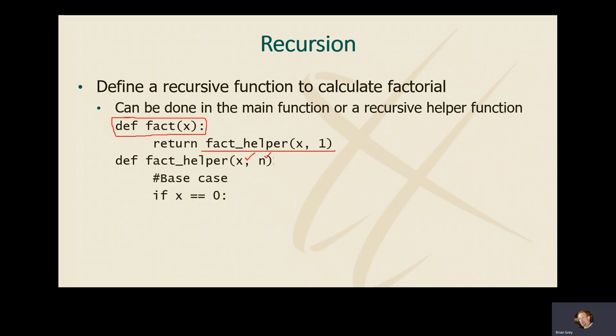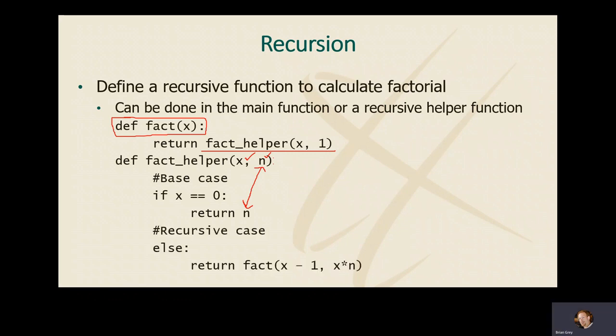So now our base case is if x equals 0, we're going to return n because that's our running product, right? Our recursive case is going to be subtract 1 from our current functional number and generate our product as needed, right?